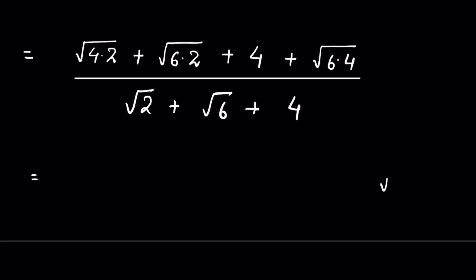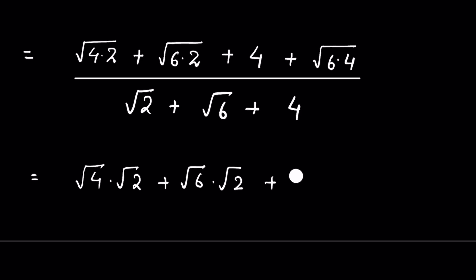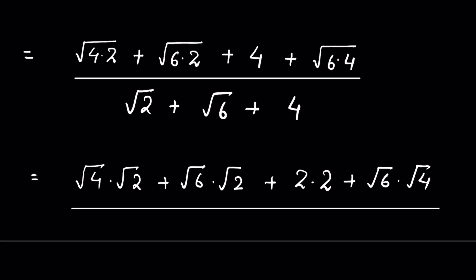Now when a times b is under square root, we can write it as square root of a times square root of b. Therefore here we have square root of 4 times square root of 2, plus square root of 6 times square root of 2, plus 4. We can write it as 2 times square root of 2, plus square root of 6 times square root of 4, upon square root of 2 plus square root of 6 plus 4.